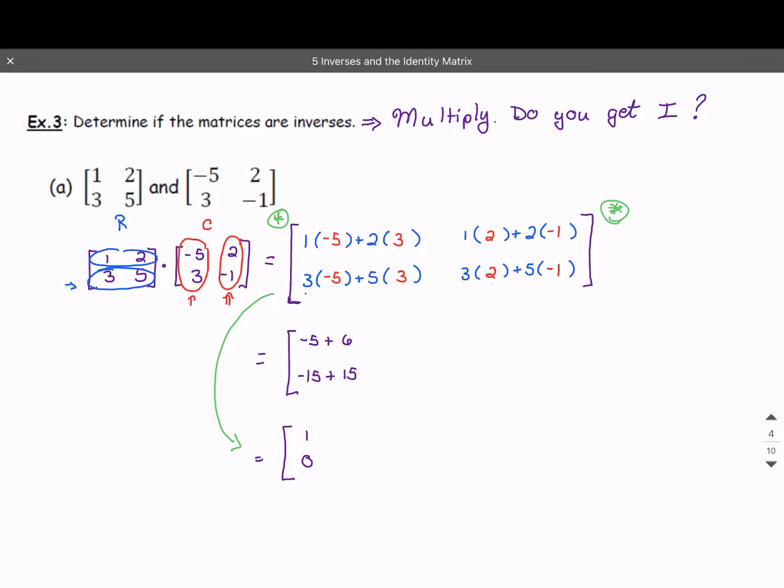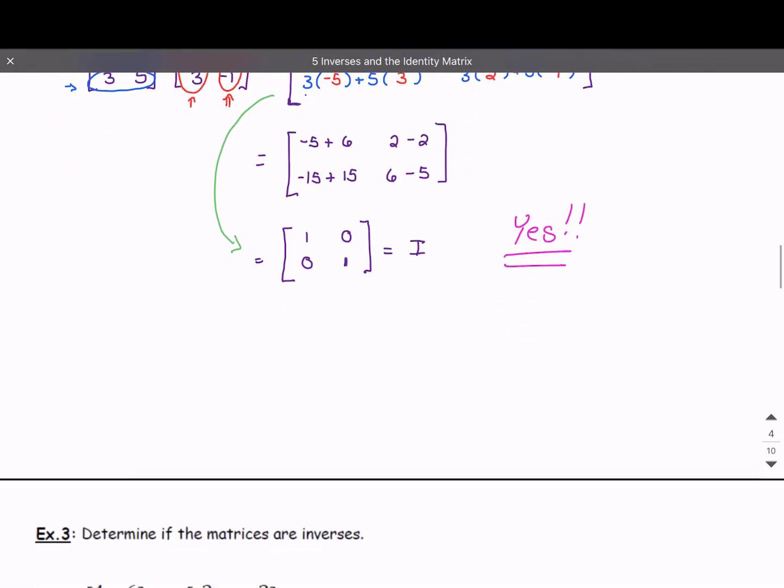So far, so good. Upper right, 1 times 2 is 2, plus 2 times negative 1 is negative 2. That adds to 0. And then 3 times 2 is 6, plus 5 times negative 1 is negative 5, and 6 minus 5 is 1. This is the identity matrix, so our answer is yes, they are inverses.